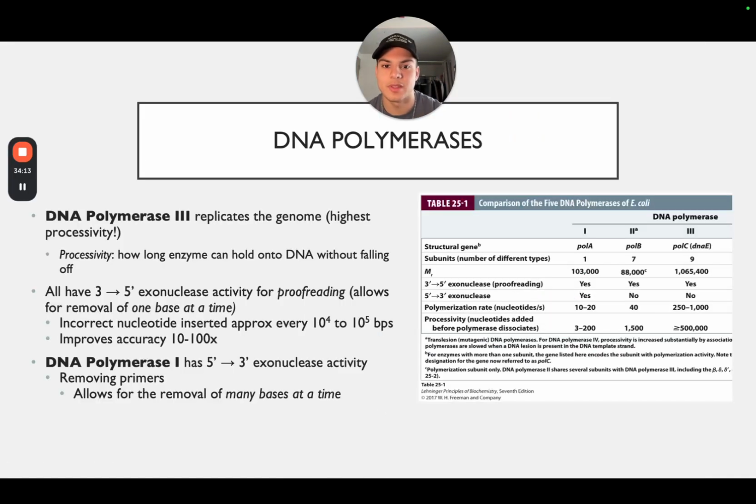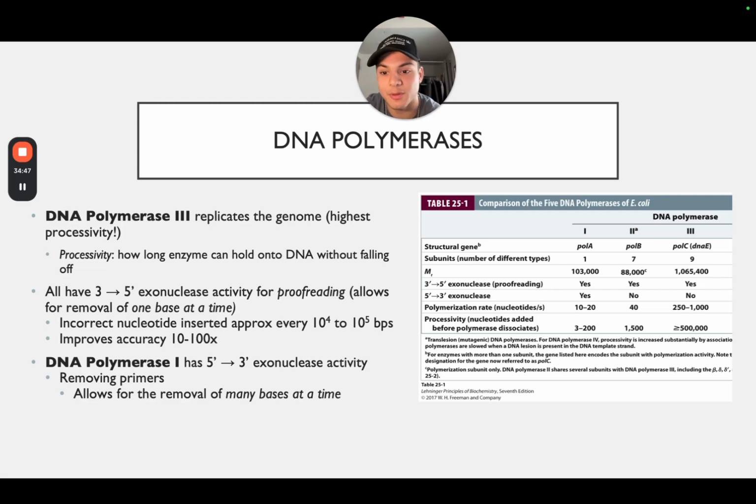Okay. So just want to give you some background information about the DNA polymerases. So as you can see here, DNA polymerase 3 replicates the genome. It has the highest processivity, and processivity just means how long an enzyme can hold onto DNA without falling off. That's all it means. So once DNA polymerase 3 is bound to the DNA, it's not going to come off until all the gene is completely replicated. Does that make sense? Or until the DNA is replicated. And this makes sense. We wouldn't want to just replicate half of our DNA and then the other half is not replicated. That'd be very bad, and I'm pretty sure you can see why.